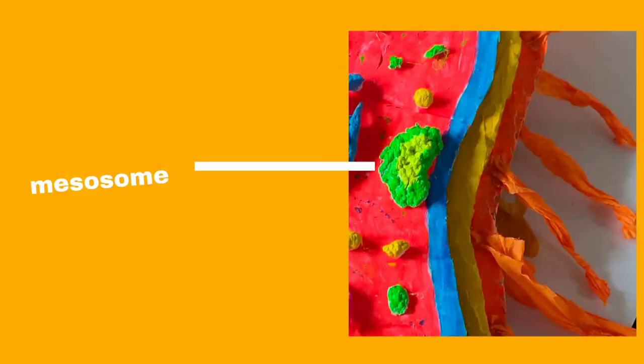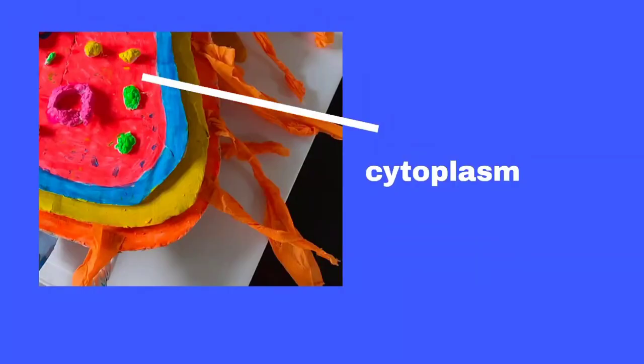Mesosome is an organelle of bacteria that appears as an invagination of the plasma membrane and functions either in DNA replication and cell division or excretion of exoenzymes. Cytoplasm is a thick solution that fills each cell and is enclosed by the cell membrane. It provides a platform upon which other organelles can operate within the cell.